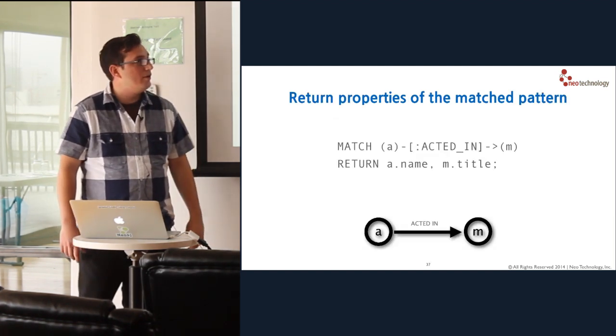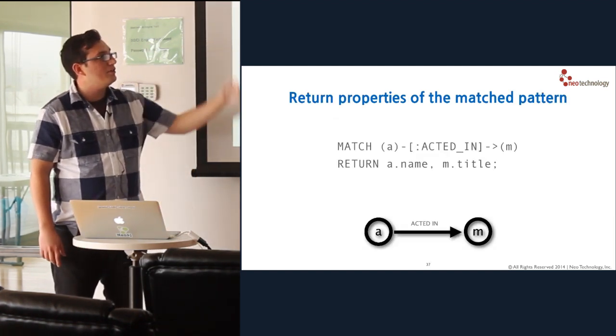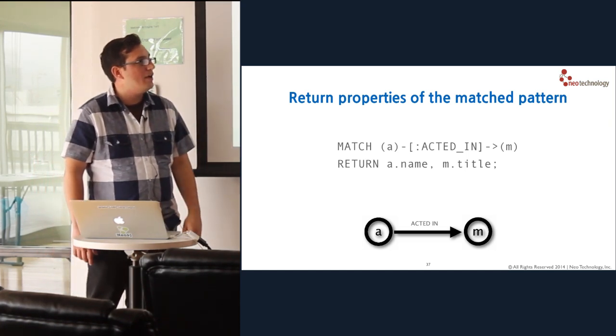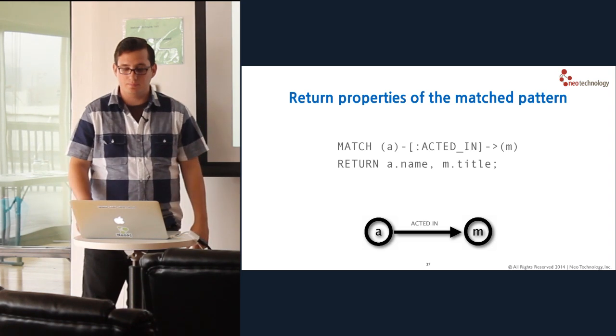And then a Cypher query would look like this. So we have match A, the actor who acted in a movie, and return back the actor's name, and then the title of the movie that they acted in.